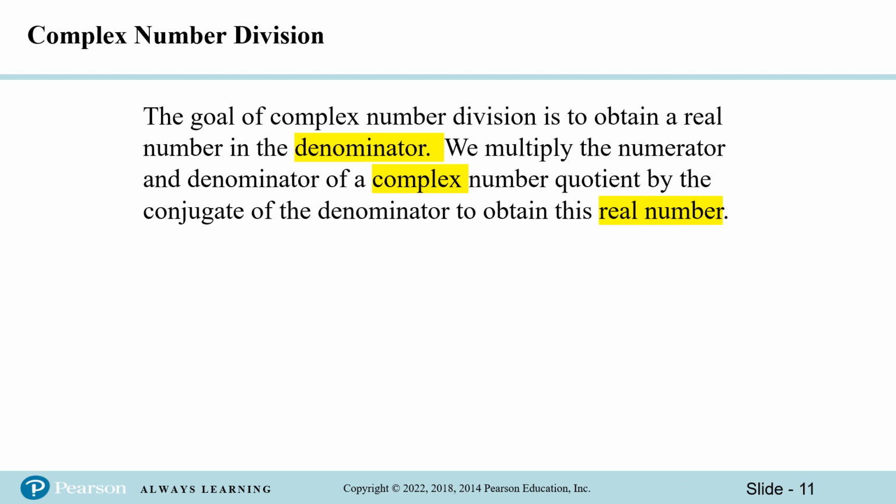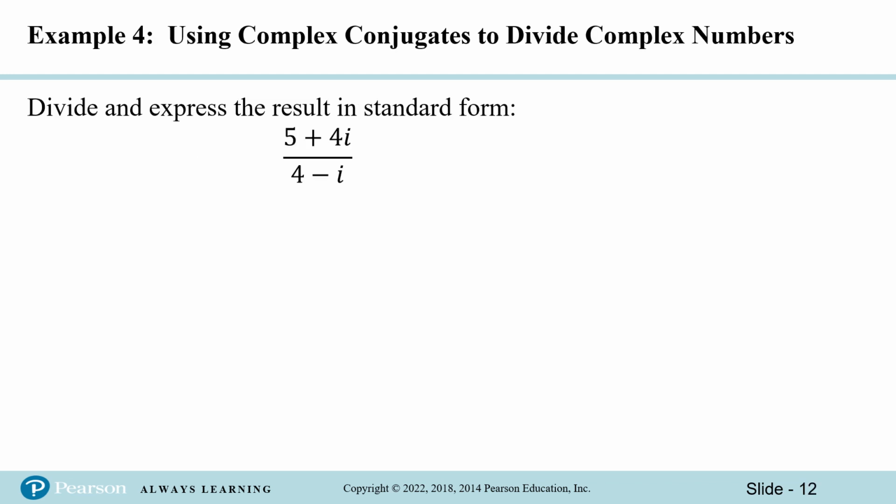Dividing by a complex number, it looks nothing like division, to be perfectly honest. What it looks like is rationalizing the denominator. If you remember from radicals, we had to rationalize the denominator by multiplying by the conjugate. Well, same thing here. So we call it division, but it's not going to look like division. What it's going to look like is rationalizing the denominator.